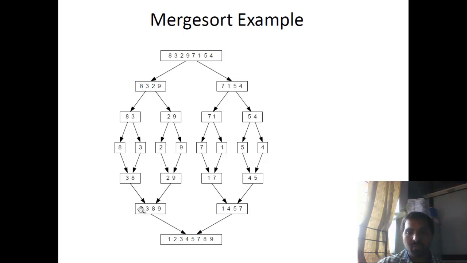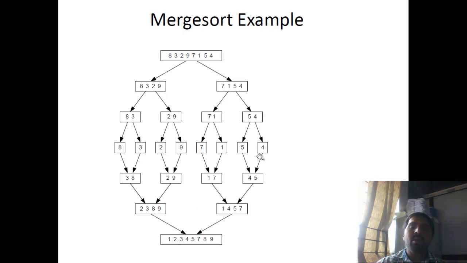Next, 2 and 4. 2 is smaller, we push it here. Then 3 and 4, 3 is copied here. Then 4 and 8, 4 is smaller, we copy it here. And 5 and 8, 5 is smaller, we copy it here. 7 and 8, 7 is copied here. Then there are no more elements in the second subarray, but we still have 2 more elements in the first subarray, so we copy these 2 elements directly in the same order to the main array.